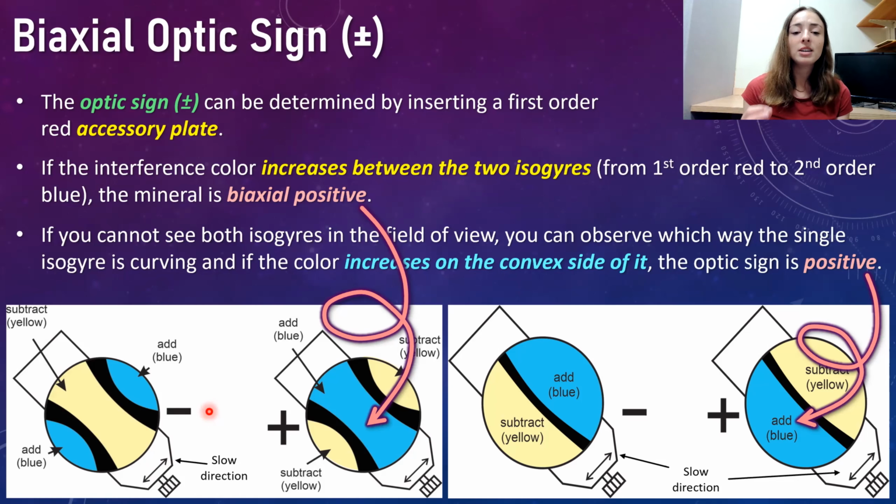Now, if you cannot see both isogyres in the field of view when you're looking at a biaxial mineral, which is common, again, if your 2V angle is over 55, then you can observe which way the single isogyre seems to be curving.